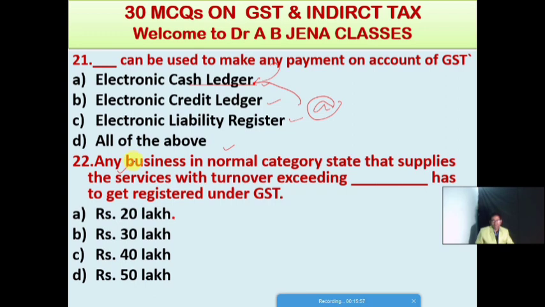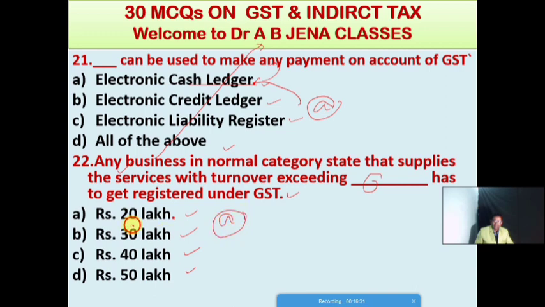All the MCQs in our today's discussion are very vital and important, not only from the academic point of view but also from the non-academic point of view. Any business in normal category states that supplies services with a turnover exceeding how much has to get registered under GST? Option A rupees 20 lakhs, option B rupees 30 lakhs, option C rupees 40 lakhs, option D rupees 50 lakhs. So the right option is A.